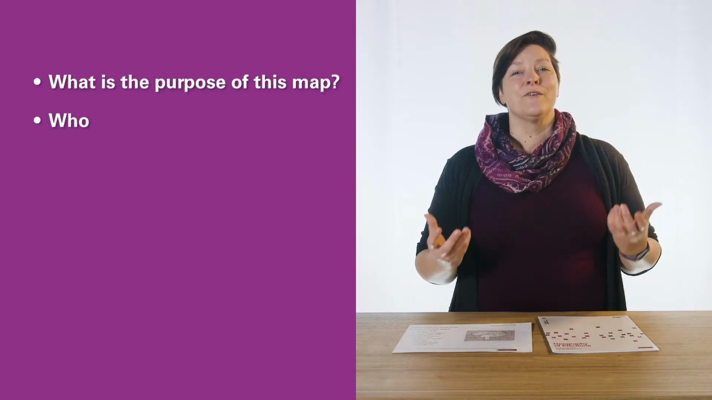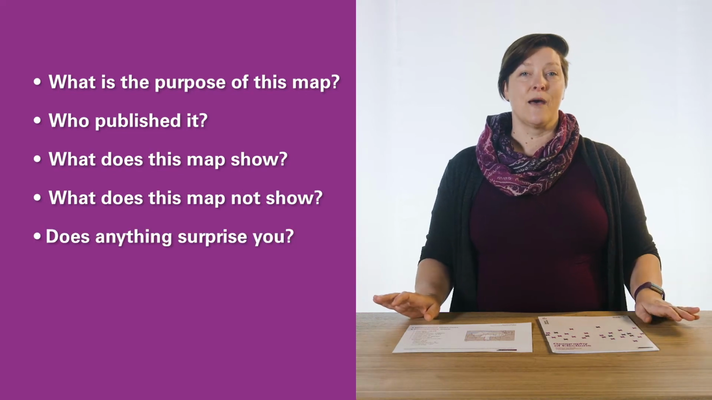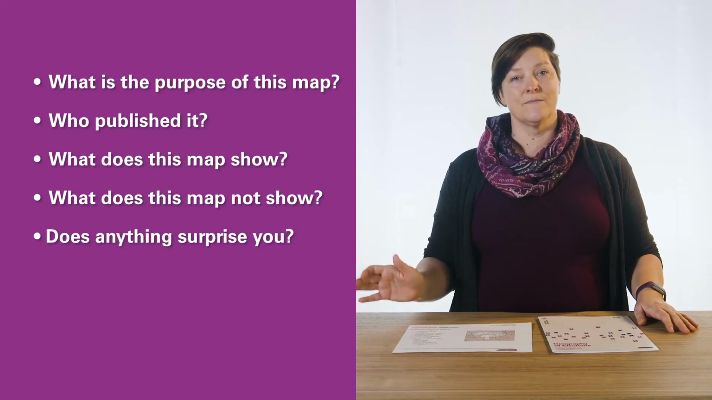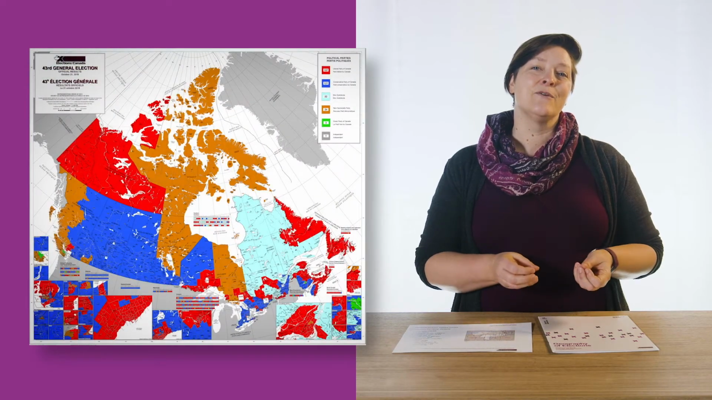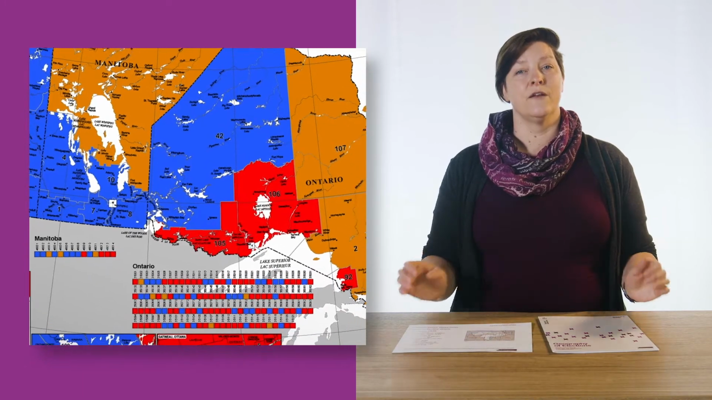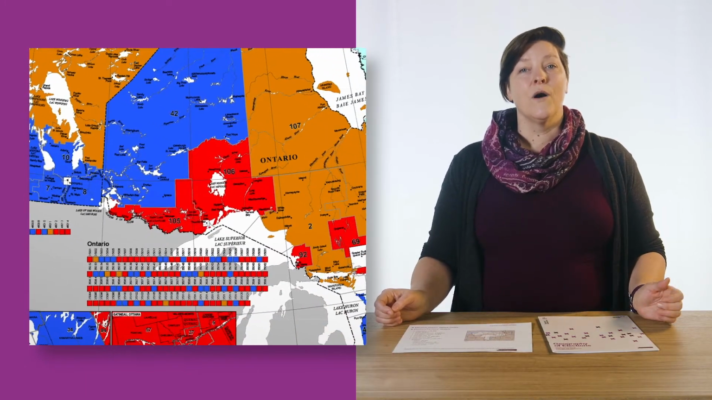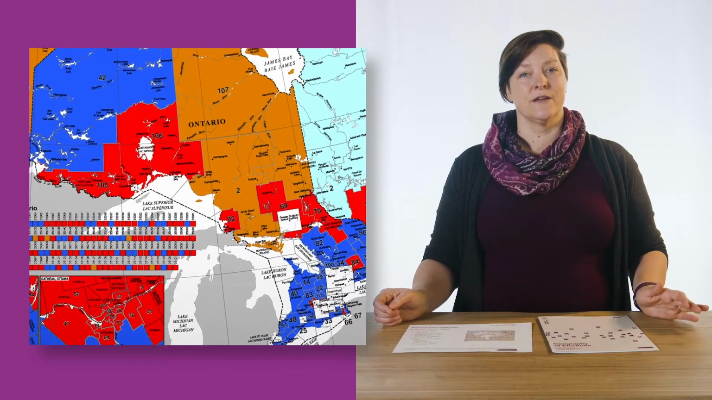Start with some map literacy review. Divide your students into groups and have them take turns examining the maps with these questions in mind. Once they've had a chance to discuss the questions, ask if they can locate the electoral district of your school and have them place a pin or sticky note on it.